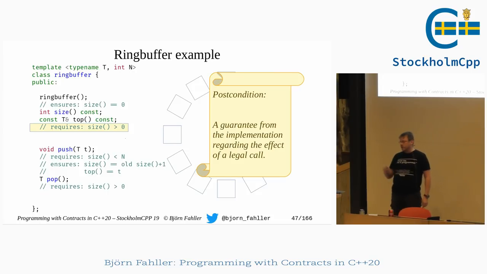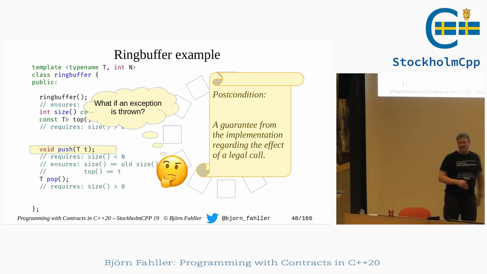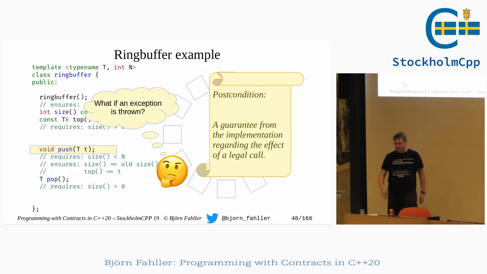So we add a new function top, and of course we require as a precondition that it must not be empty when we call top. What if an exception is thrown? That is super nasty. Just forbid exceptions and everything is solved, then it works. Yeah, sure.